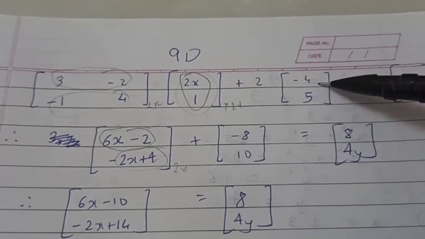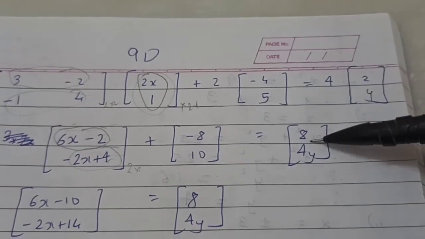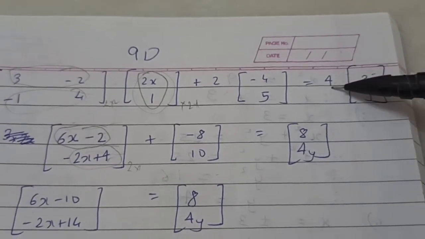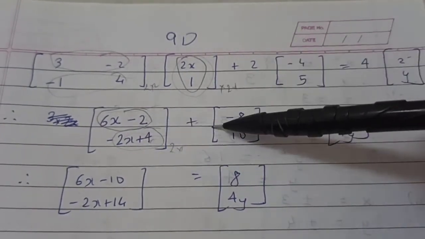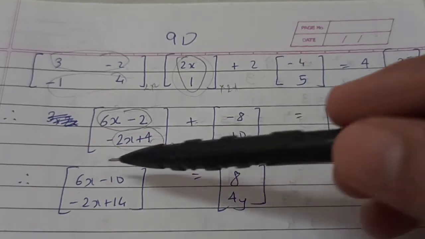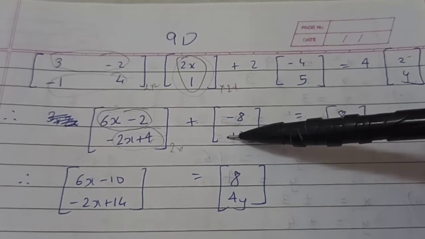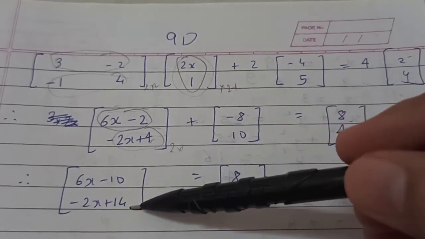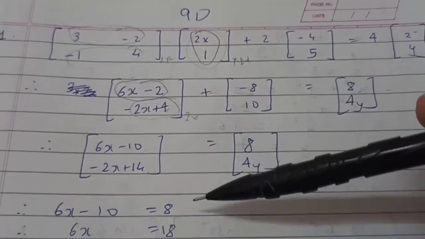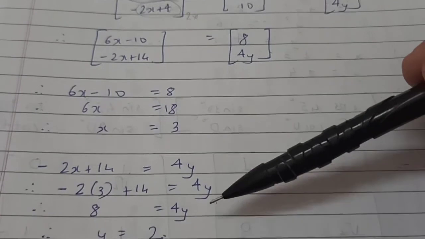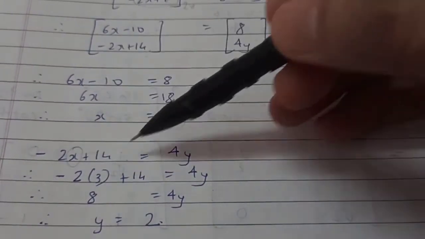Plus the 2 is absorbed by both the elements here. So double them up. Even on the RHS, double them up. In fact, quadruple them up into 4. Addition, well, 6 minus 2 plus minus 8, that will be 6x minus 10. And minus 2x plus 4 plus 10 will be minus 2x plus 14. And on the RHS we get this. So we've got 2 elements here and 2 elements here. Compare them, get the value of x as well as of y. Here we'll have to substitute the value of x, which we got here. So that's why I wrote 3.